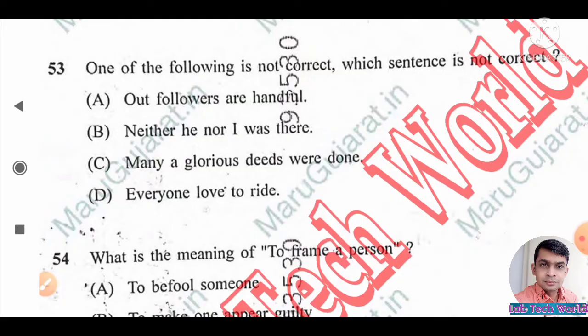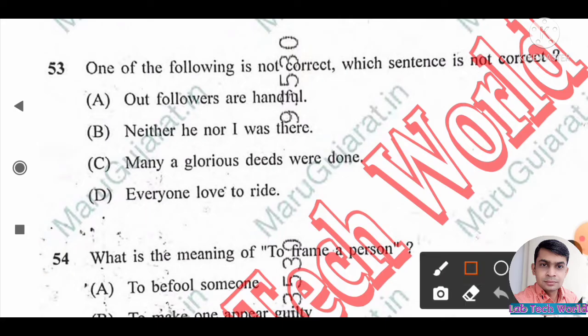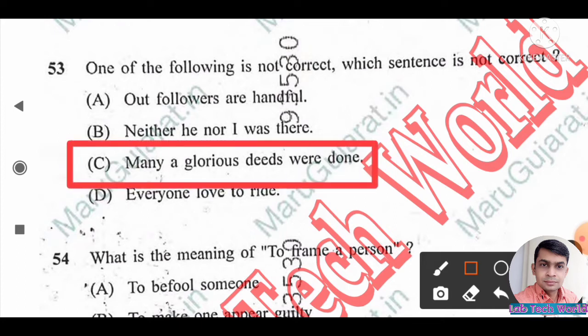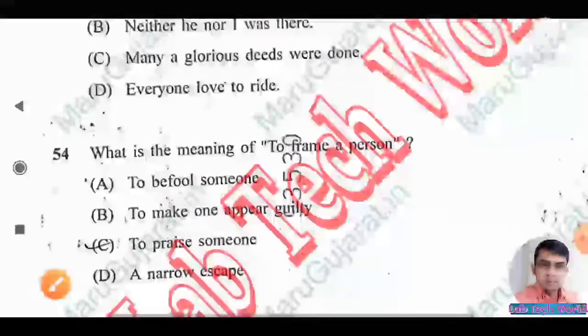One of the following is not correct. Which sentence is not correct? Options: A, our flowers are handful; B, neither he nor I was there; C, many a glorious deed were done; D, everyone loves to ride. So from these options, the correct answer for this question is option C, many a glorious deed were done. It is not the correct statement or sentence. So option C is the correct answer for this question.